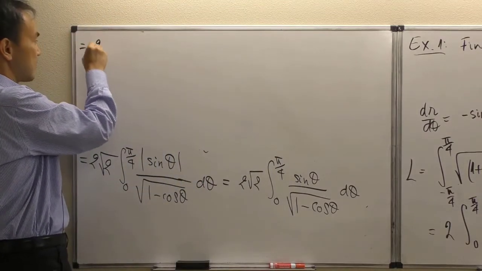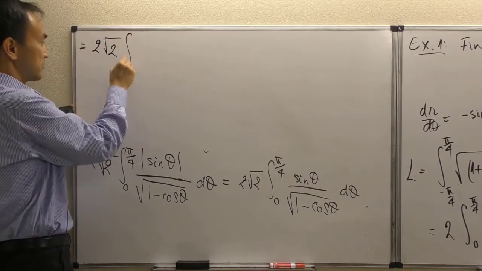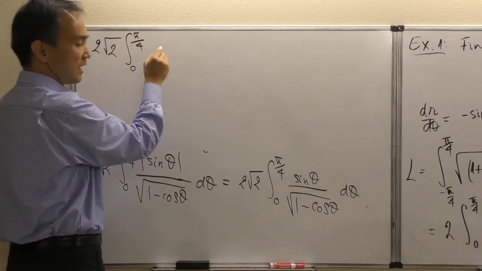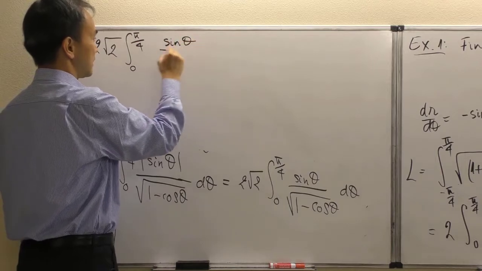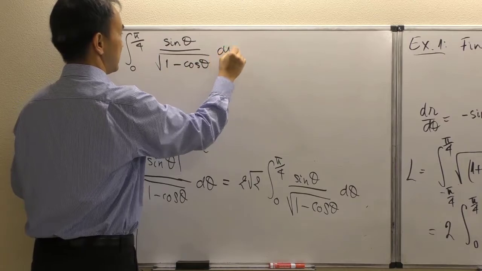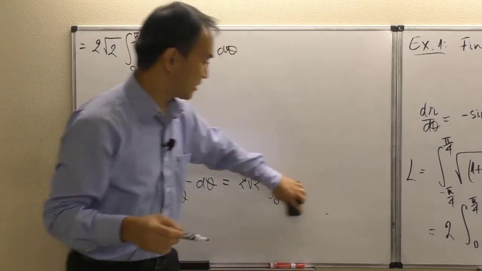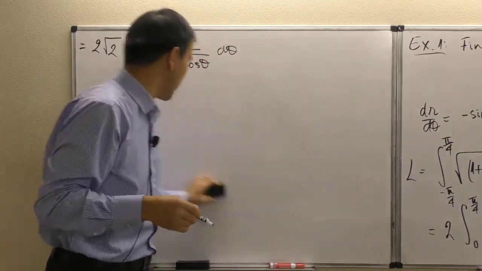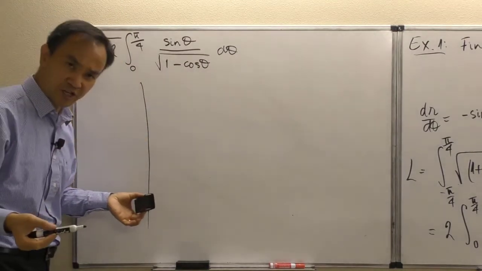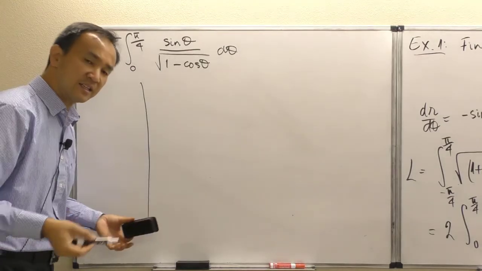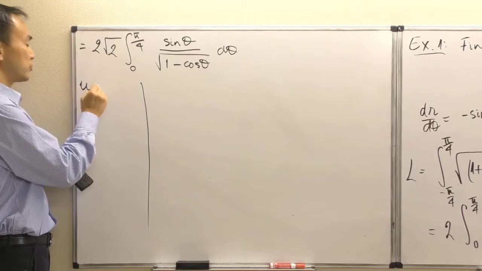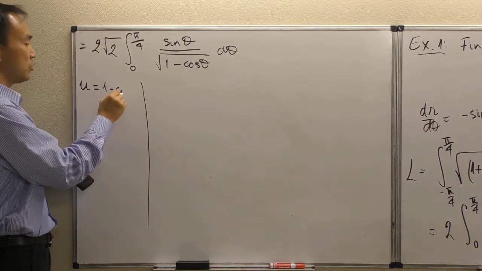So in our current step, 2 square root of 2 times the integral from 0 to pi over 4 of sine theta divided by square root of 1 minus cosine theta d theta. Okay, and so now I'm going to use the substitution method. I'm going to quickly substitute away. If you're still feeling a little shaky, make sure you find my earlier lessons about how we can do the substitution method. But here I'm going to choose u to equal 1 minus cosine theta.